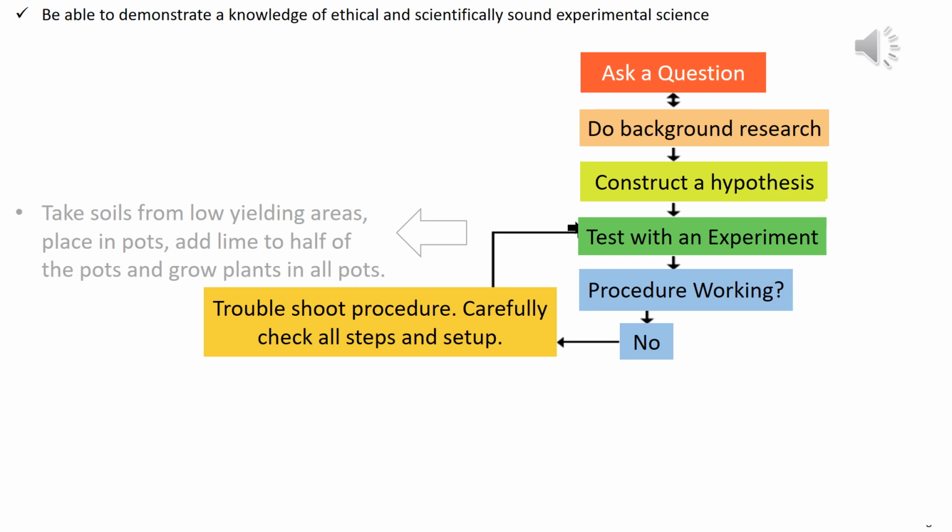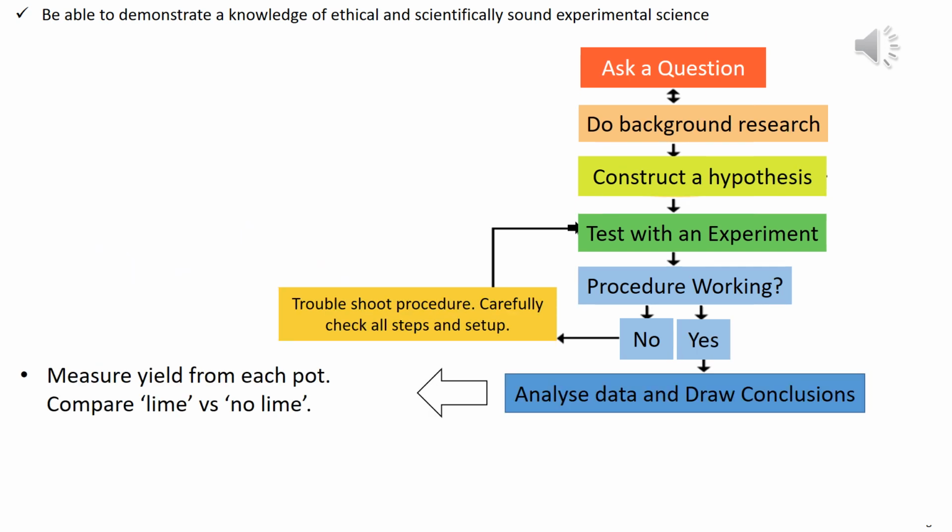When conducting an experiment, we need to ensure that the procedure is working and troubleshoot any factors that might cause the experiment to fail or bias the results. So it is important to plan and also document the steps of our experiment. For example, in this experiment, all pots would need equal access to light and to receive the same amount of water on a regular basis. When the experimental procedure is completed and we are confident that it has been conducted properly, then we can collect and analyse the data and from there draw our conclusions.